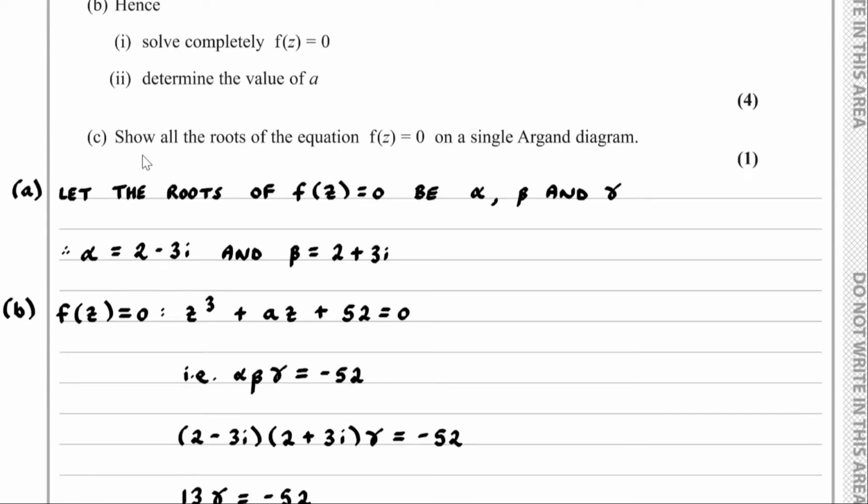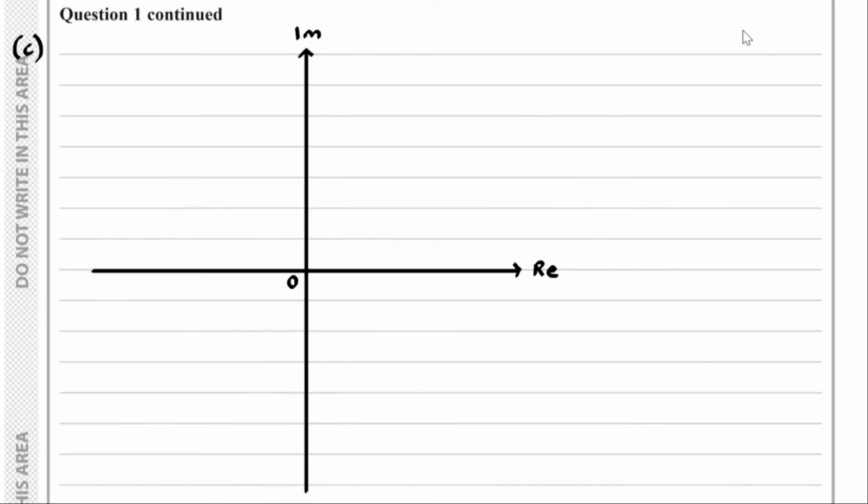Now for part C, we have to show all the roots of the equation f of z equals 0 on a single Argand diagram. Well, here is our Argand diagram, and if we plot the roots on, well, we've got 2 minus 3i and 2 plus 3i. We have alpha equaling 2 minus 3i and beta equaling 2 plus 3i. And we also have gamma equaling negative 4. Here are the roots plotted on a single Argand diagram.